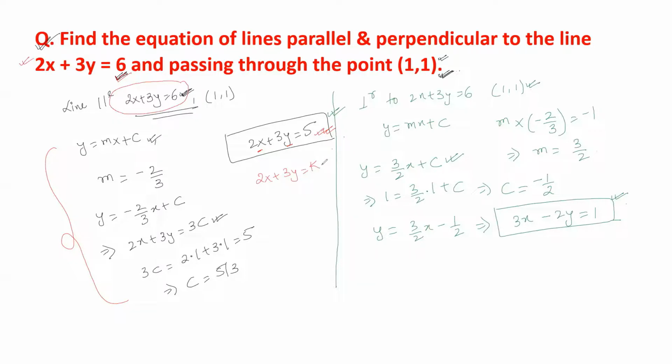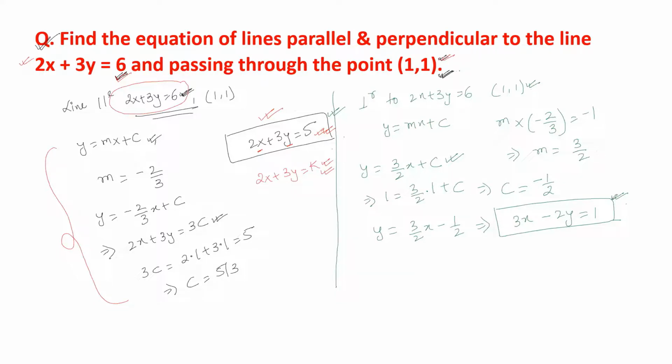And this constant we can find simply by using the other condition, that the line is passing through the point (1, 1). So when this line passes through the point (1, 1), it satisfies the equation. If we put the values of x and y as 1 and 1, the value of k would be 5. So the equation would be 2x plus 3y equal to 5.